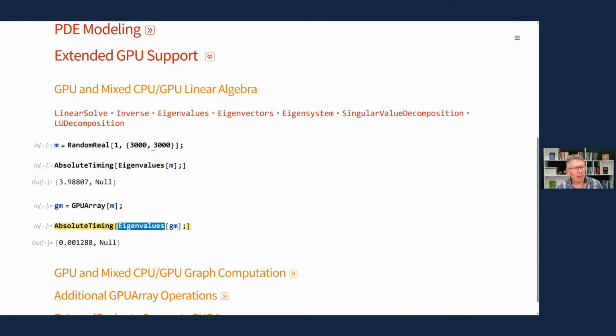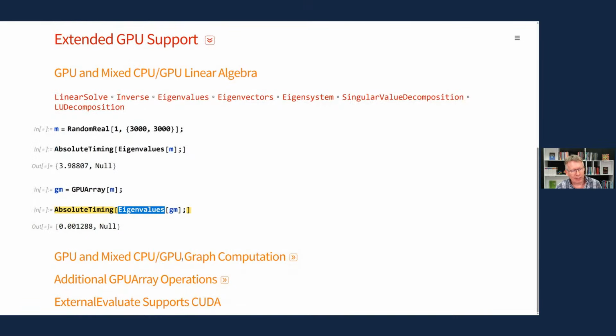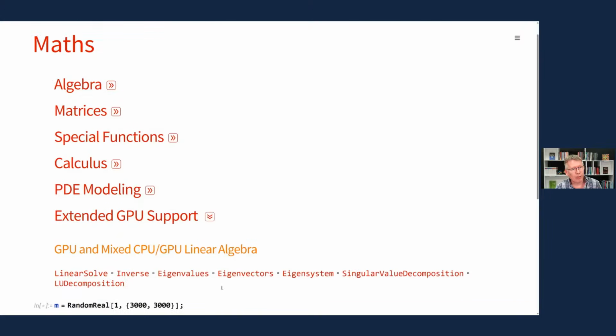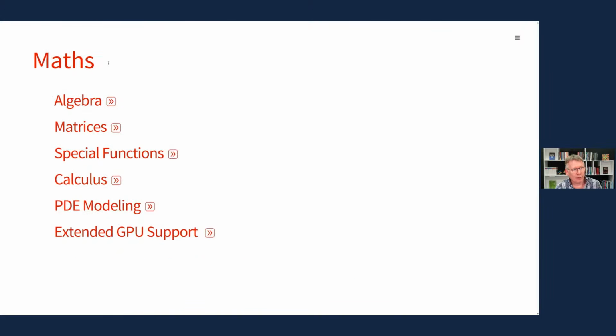These timings were from my, sadly I don't have a GPU on this broadcast computer, but these timings were from my MacBook Pro. So just standard laptop timings. And there's various other things that are now starting to use, where possible, mixed CPU and GPU operations in the graph computation space, and also in linear algebra type operations. And in our external evaluate, if you do want to get down to the nuts and bolts, you can now write CUDA code more easily and run that directly if you're really into the details of GPU operations.